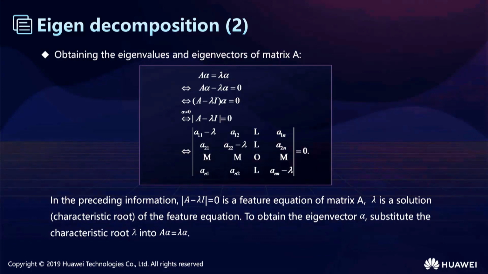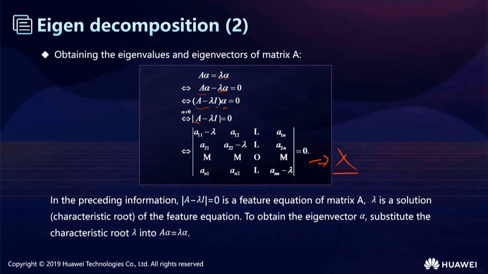According to the formulas, A multiplied by alpha is equal to lambda alpha, so we get A alpha minus lambda alpha equal to 0. We can also write that as (A minus lambda times the identity matrix) multiplied by alpha equal to 0. Then we can use A's matrix minus the diagonal matrix with lambda on the diagonal, and calculate the determinant set equal to 0.